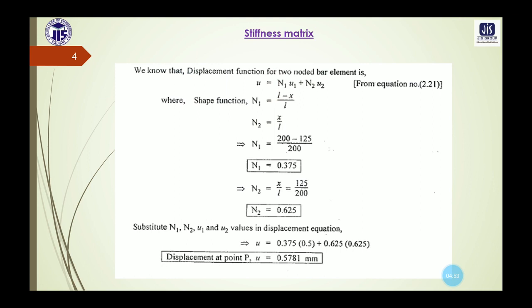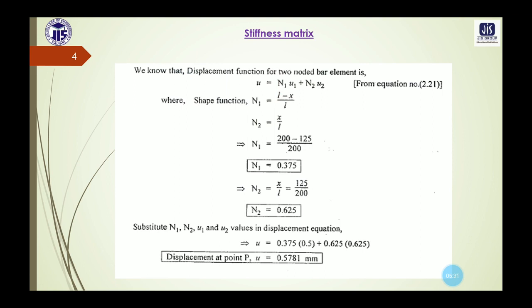Next, to calculate the displacement function for this two noded bar element, we need to use this formula, that is U equals N1 U1 plus N2 U2. The derivation of this formula we have discussed, and based on this formula we have discussed some simple numericals also. So here N1 and N2 are the shape functions or the interpolation functions. Now N1 equals L minus X by L, and N2 equals X by L.